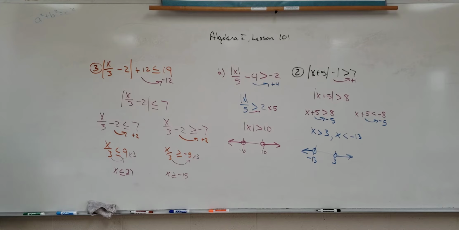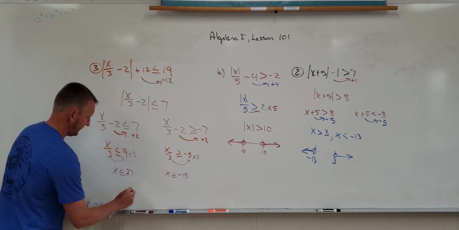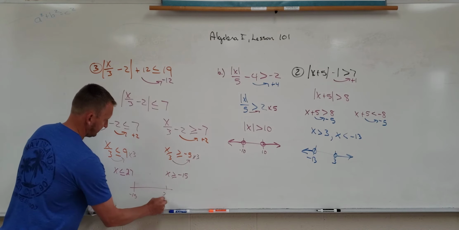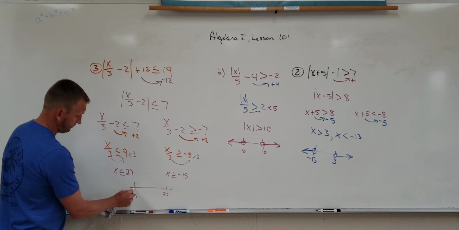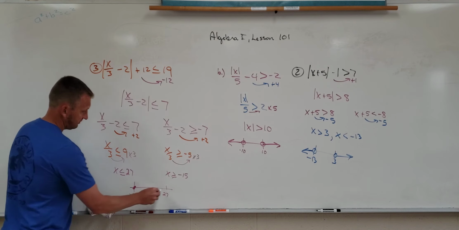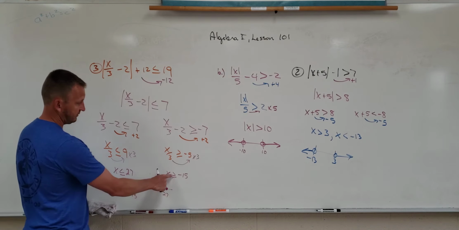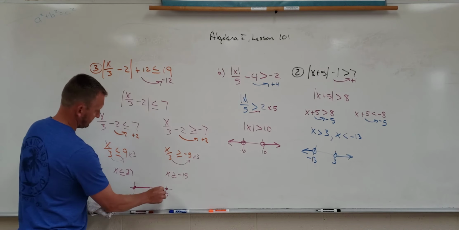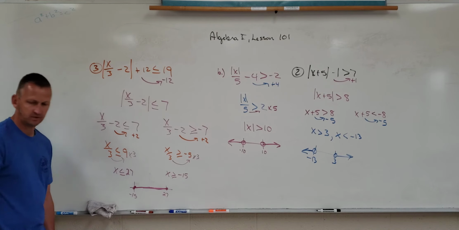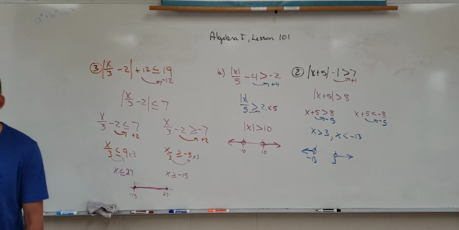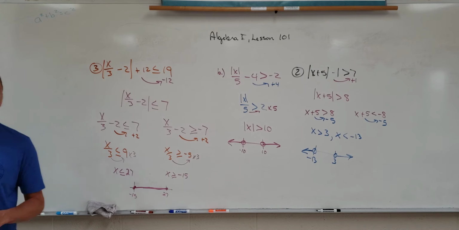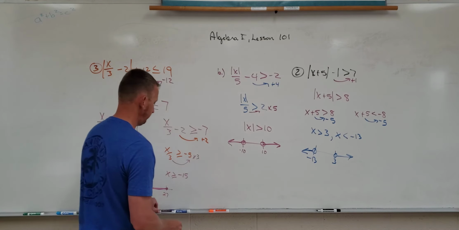Okay? And if it tells you to graph, my low number, negative 15, my high number, 27, they're both equal to, so we fill in those circles. And then pay attention to the tip of your arrow. It's greater than negative 15 and less than 27. So we have a conjunction. Okay? So, example 3, a little bit more involved. You guys can do it. Again, always ask questions, text, call, whatever you can do to get some help.